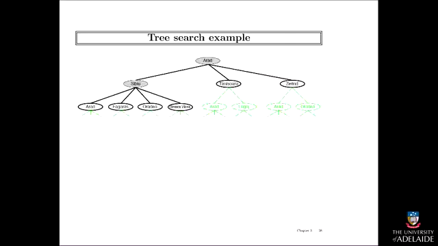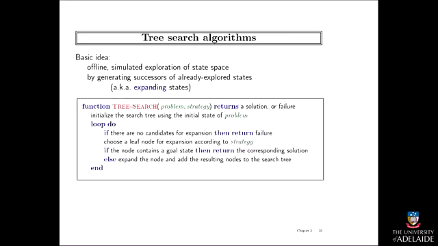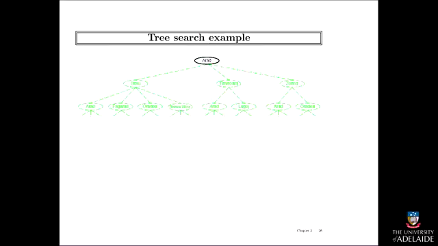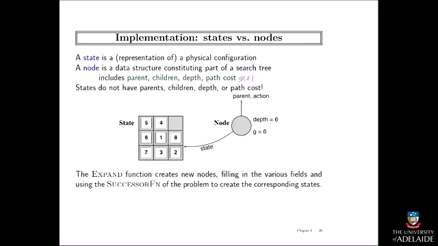So the expand function, if I go back to here, we have this expand function down here. Let's make that a little bit more formal. The expand function is the thing that's going to create new nodes, and in the process of creating those nodes, it will fill in the various fields that we're interested in. So when we expand, we know what the depth is, we probably know what the path cost is, we know what the parent was and what action was taken to get us there. And maybe we have to run the successor function to understand what the new state is.